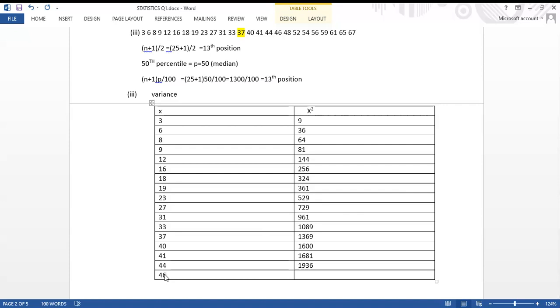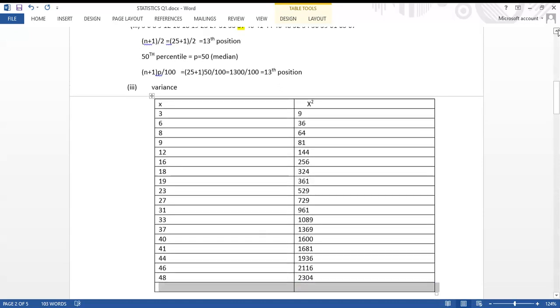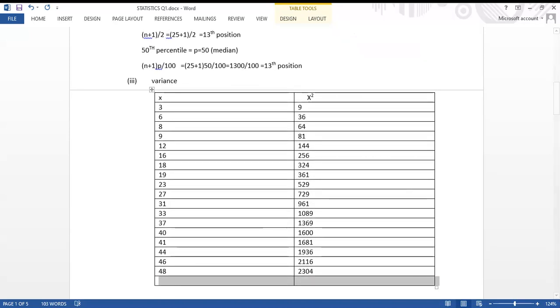46 squared. 2116. 48 squared. 2304. All right, let's see what number was next after 48. 52 squared. 2704.